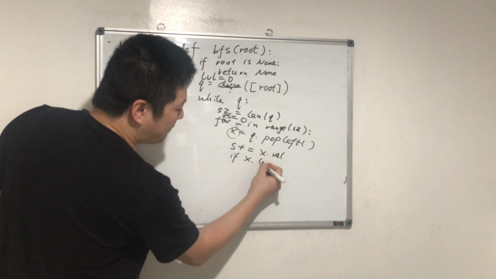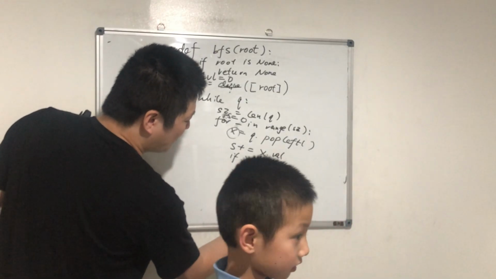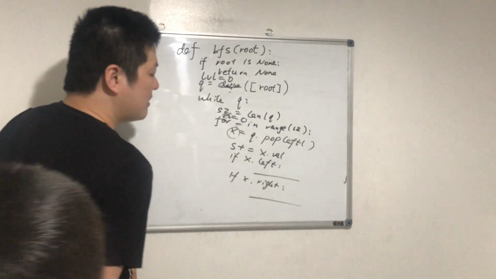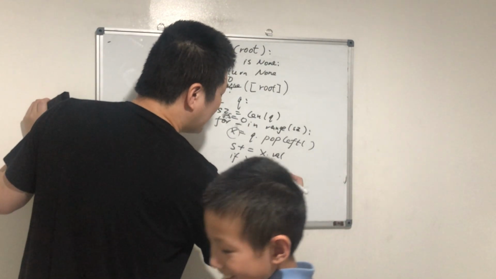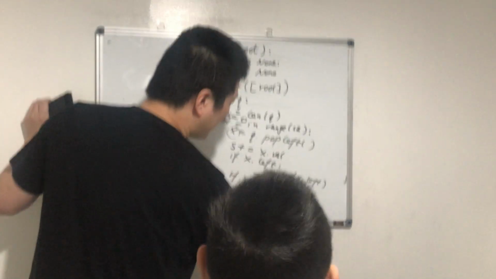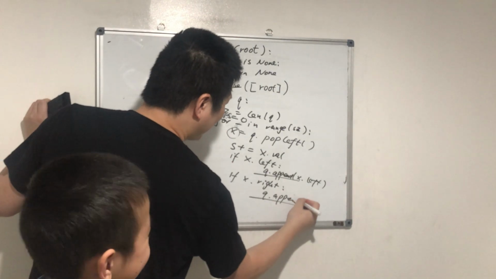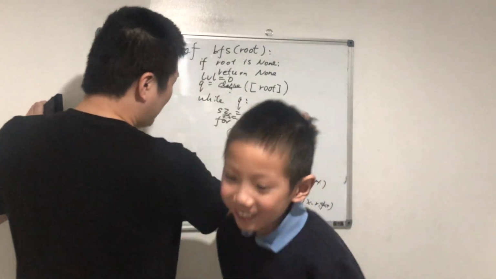If x dot left, what should we do? And if x dot right, what should we do? Can you tell me? Q dot what? We need to append it. Append x dot left, yeah? And then Q dot append x dot right. We're done. We're pushing its children back to the Q. And what's the time complexity?